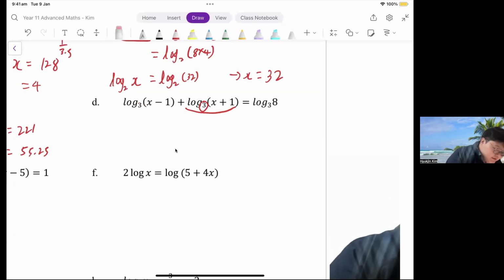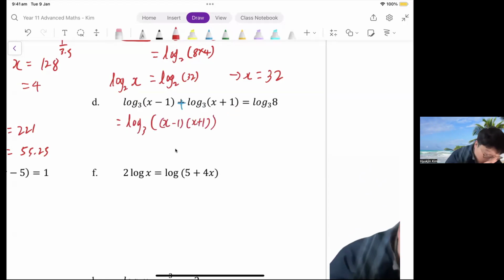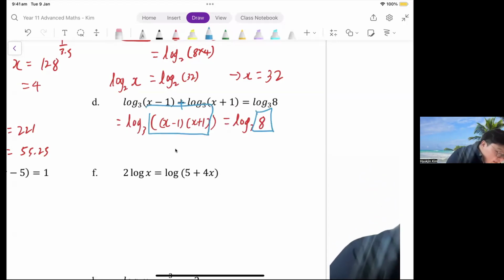What I'm going to do is use the rule again, but what are they doing to each other? They're plussing. So what I'm going to do is log 3 of (x minus 1) times (x plus 1), and that equals log 3 of 8. If log 3 of this equals log 3 of this, that just means (x minus 1)(x plus 1) equals 8.